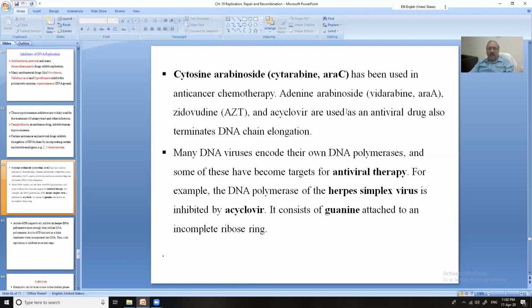Yes, sir. This is the description of the drugs, and you should take note, because it is important in the examination. Sometimes we ask you to name the drugs acting at a given step, whether in the bacterial cell or in the human cell.